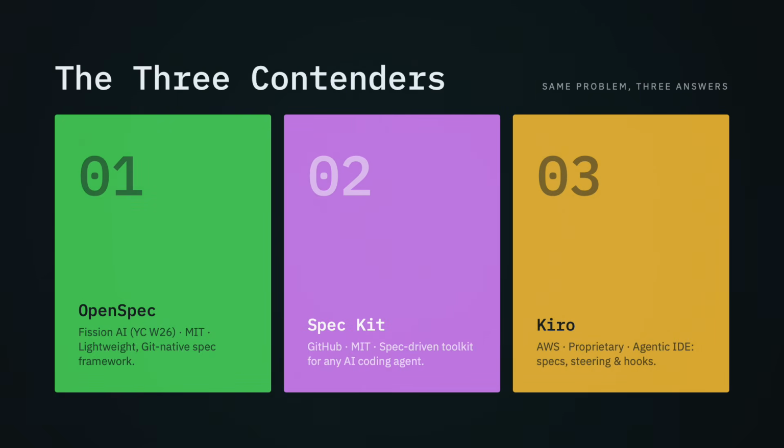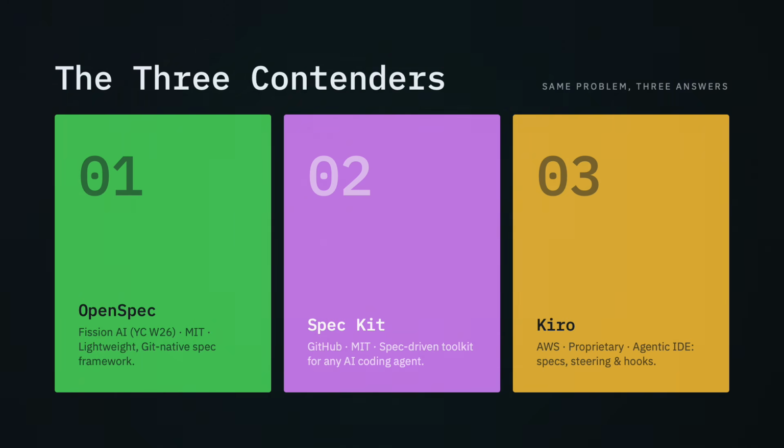Let's meet the three contenders. OpenSpec comes from Fission AI, an early-stage startup out of Y Combinator's Winter 2026 batch. It's open source under the MIT license, and its one-line pitch is a lightweight, tool-agnostic spec framework that checks straight into Git. GitHub Spec Kit comes from GitHub under Microsoft, also MIT licensed, also open source, and its pitch is a structured, standardized planning toolkit built to work with any coding agent.